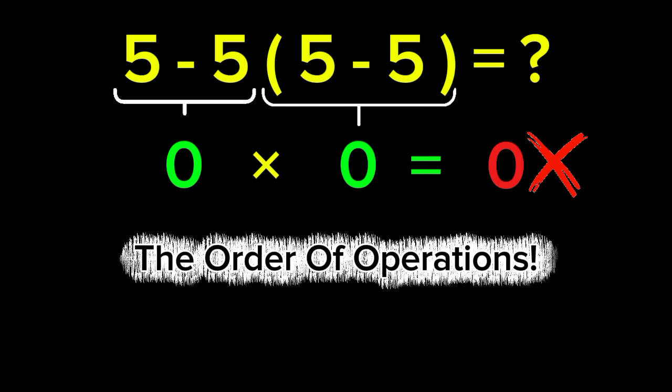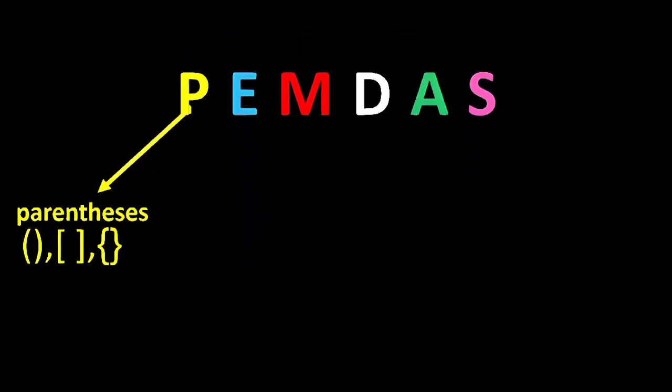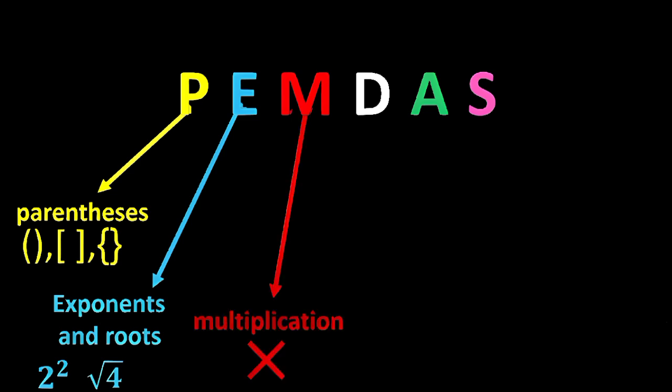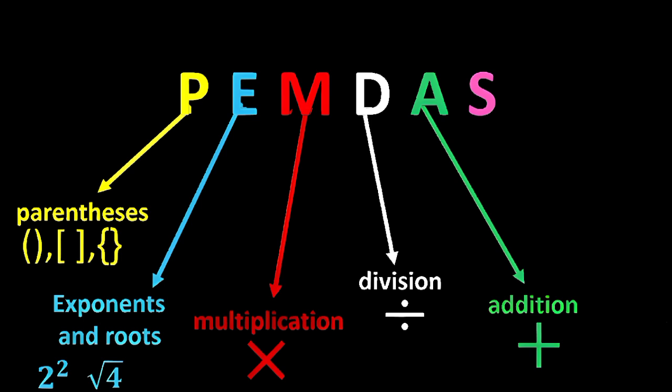Instead, we must follow a specific order called the correct order of operations. The correct order of operations is known by a short acronym called PEMDAS. P stands for parentheses, E stands for exponents and roots, M stands for multiplication, D stands for division, A stands for addition, and S stands for subtraction.